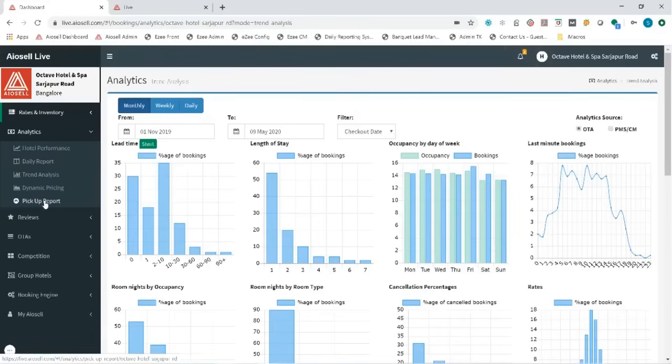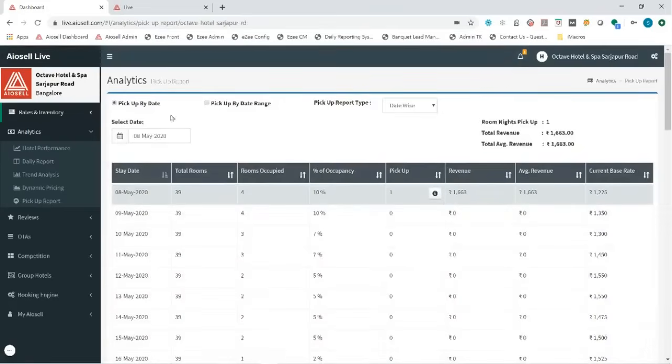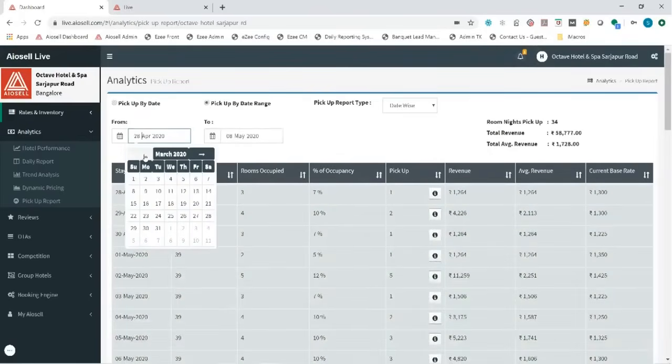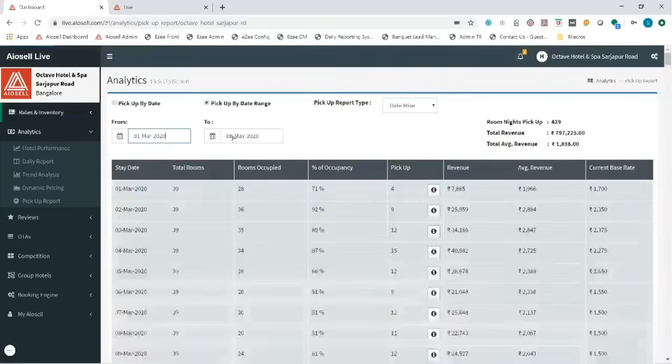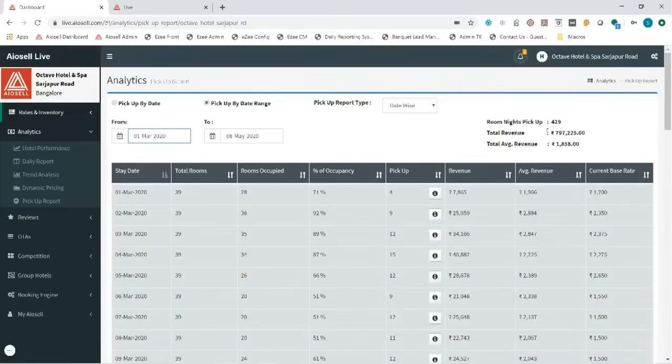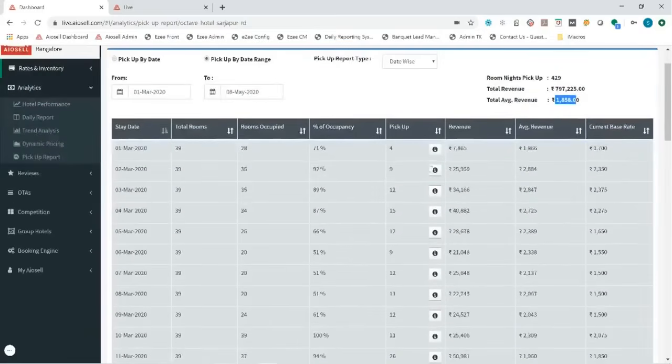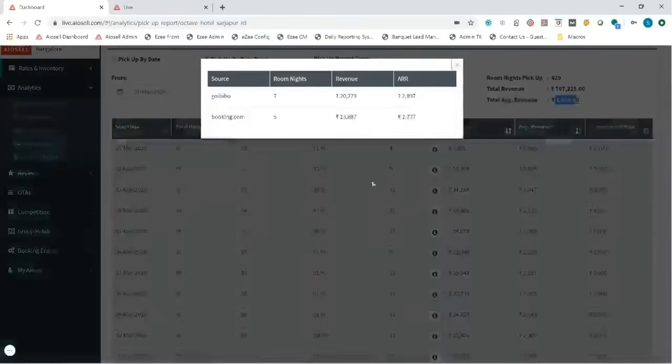We also have something called a pickup report. A pickup report can be set for a particular date or a particular date range. So here you can see that during the entire month of March up till May, the hotel picked up a total of 429 room nights at a total revenue, at a total ARR. Here you see which dates we picked up from. We can click on any of these dates to understand which channels the booking came from.